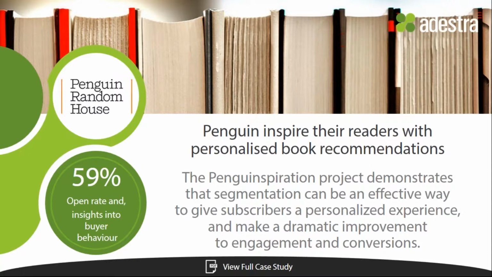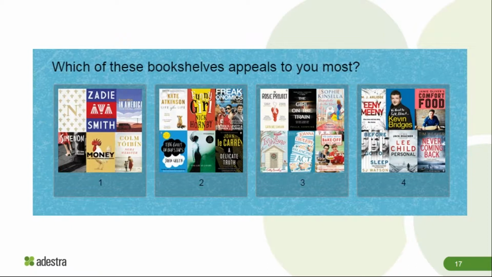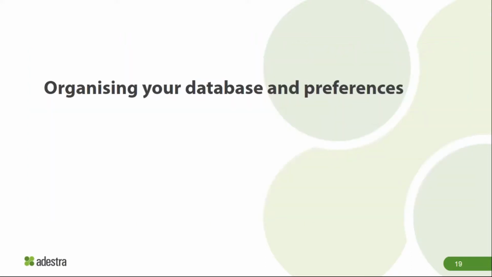And they did this in a very, again, engaging and obvious way. So they sent an email which essentially said, which of these bookshelves appeal most to you, presenting some books in each category. So rather than using a boring form or just some bullet points, they made it really visual. And I really love that about this example. Because it's very clear and very visual and very easy to engage with.